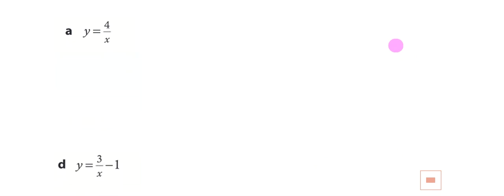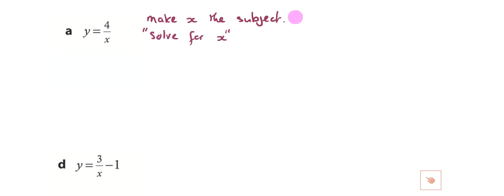So y equals 4 divided by x. So the inverse function is, well, basically, let's use the vocabulary you used. Let's make x the subject, or let's solve for x. Now, solving for x is not possible in this case because I haven't got a y value. I know, but we can go through the same process. So, what do we do?